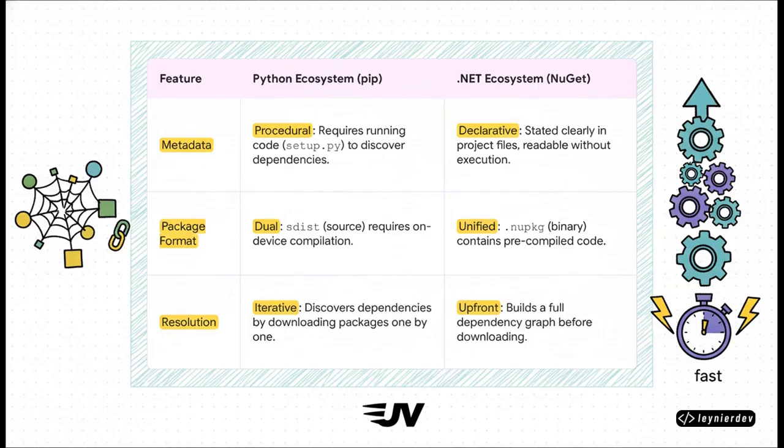To find out what a package actually needs, pip often has to download it and literally run code from a setup.py file just to get the list. This forces it into this slow, iterative guessing game where it has to download packages one by one instead of just building a full plan from the start. This single difference is the source of so much of our pain.